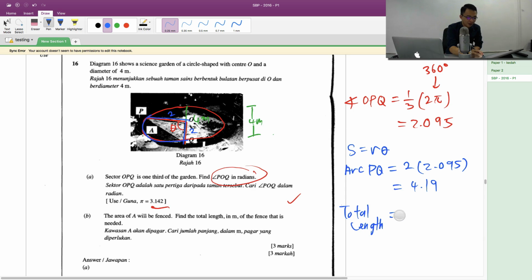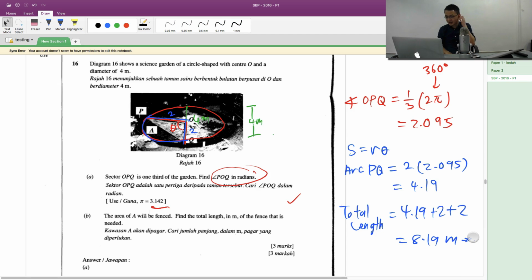So in order to find the total length, that means I will use 4.19 plus 4.19 plus 2, so it's 8.19. Okay, and in meters, maybe? Yes, this is how we do this kind of question.